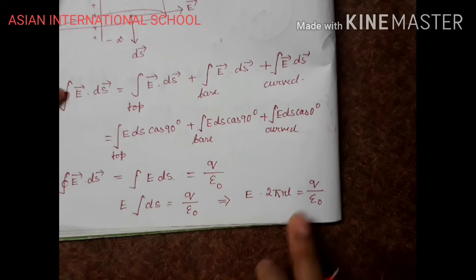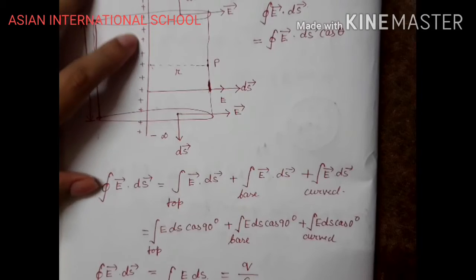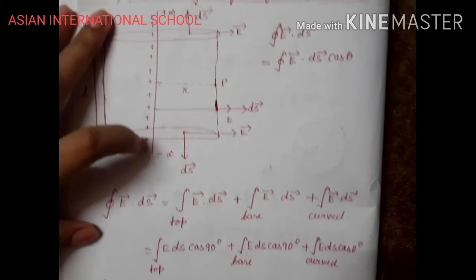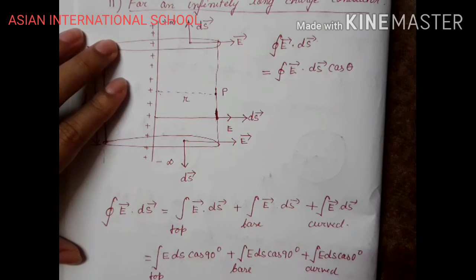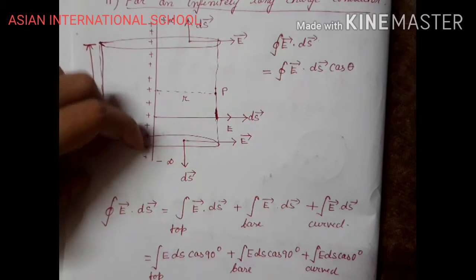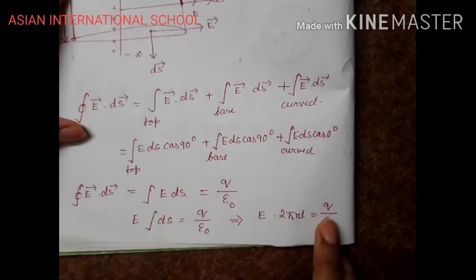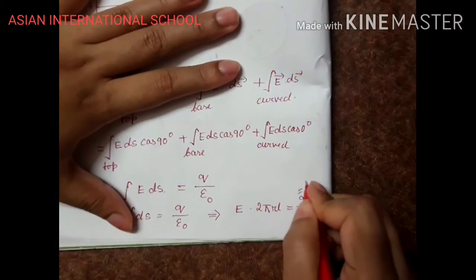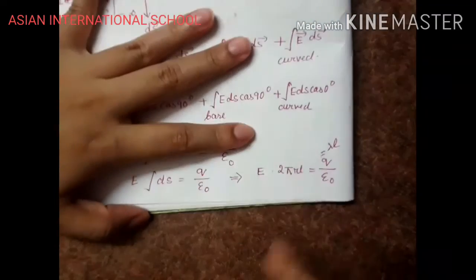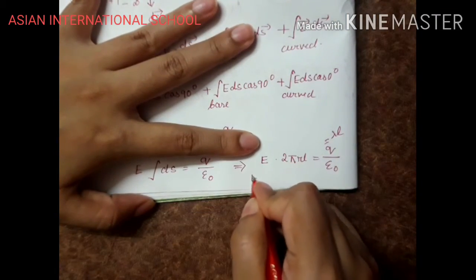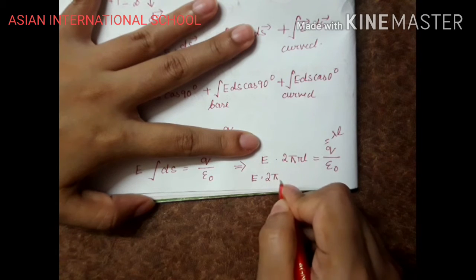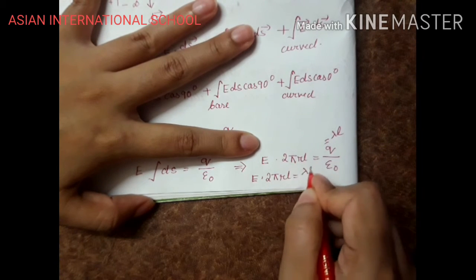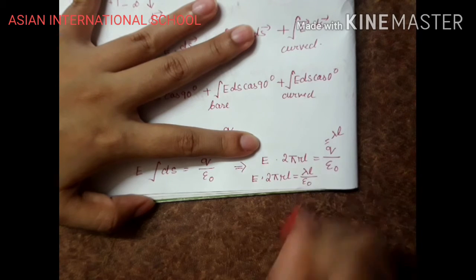Now if I consider that lambda is the linear charge density, because it's a line charge, so it will have a linear charge density. The length is L and lambda is the linear charge density. Then this charge Q, if you remember, is the enclosed charge, okay? So this enclosed charge Q can be written as lambda L. So in that case we can write E times 2 pi rL equals lambda L by epsilon naught.